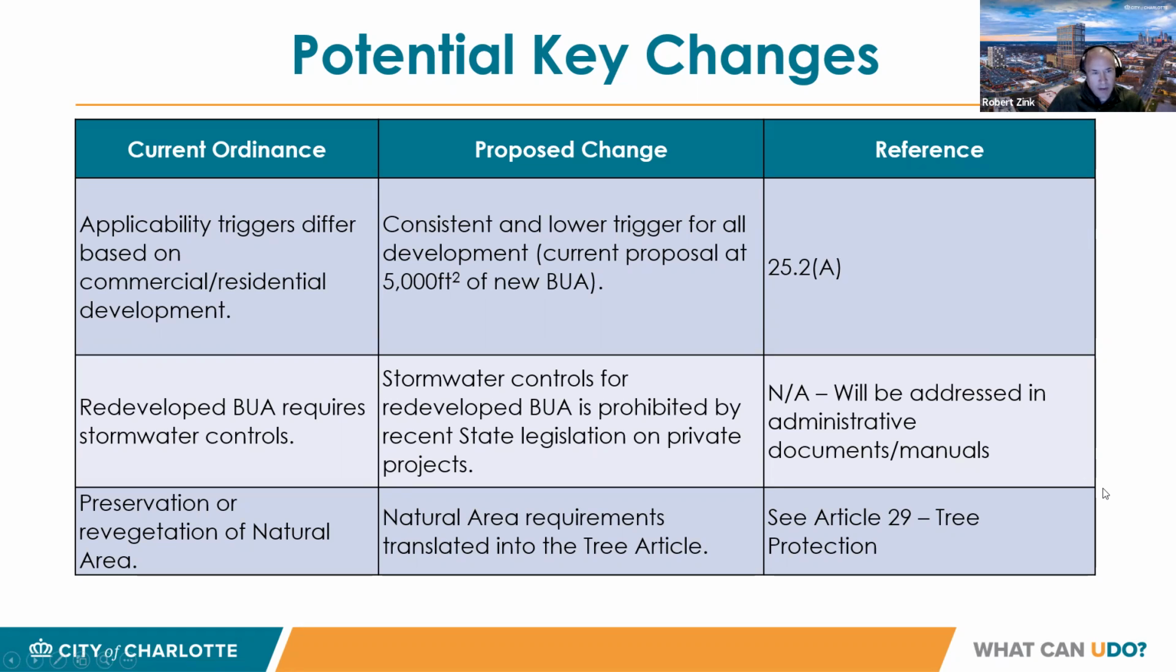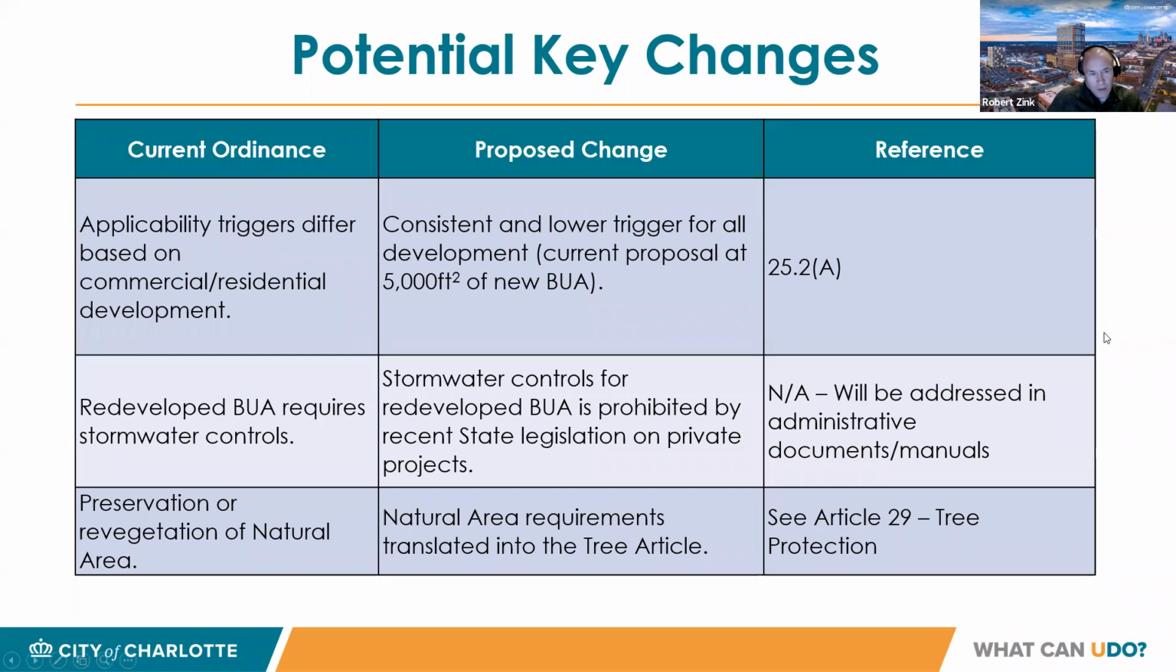The next one is redevelop BUA, built upon area, requires stormwater controls. This was changed as a result of state law that was passed in 2018. We've been doing this, but we had to officially change it in the ordinance. So say existing built upon area that's out there now, somebody goes out and redevelops it, tears it down, builds it back. Previously, they had to do some stormwater requirements on those sites, and as a result of that state law, we cannot do that anymore. So we are removing those sections from the ordinance.